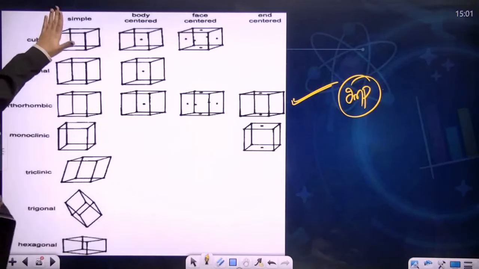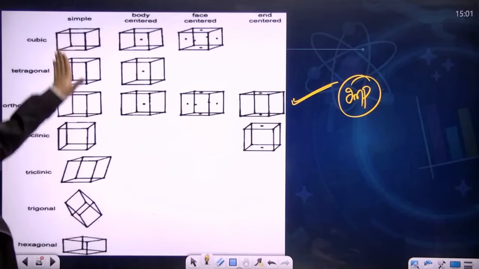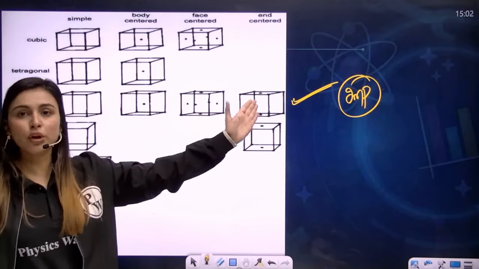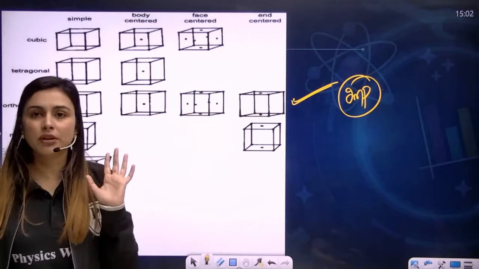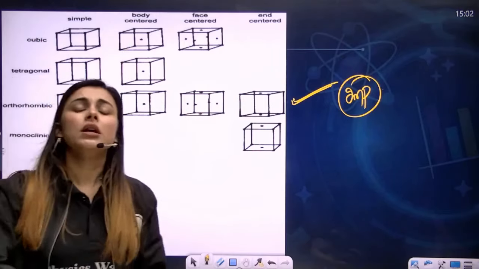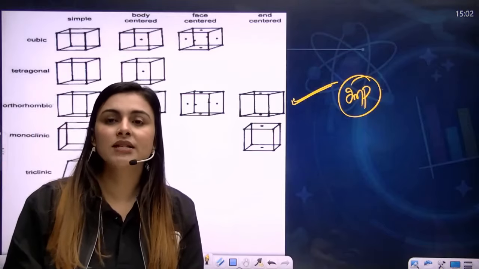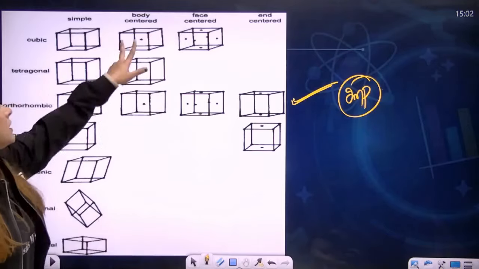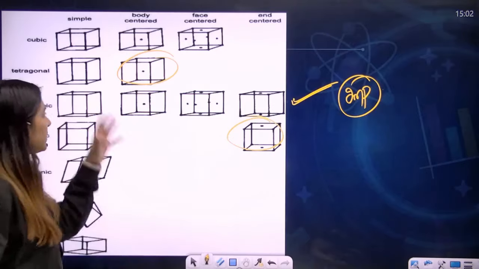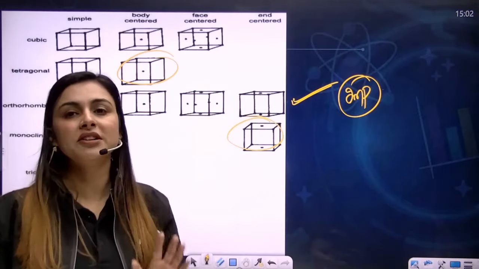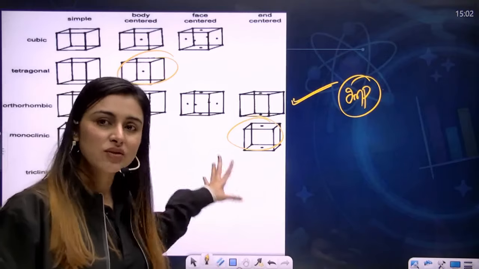Just remember that all the primitive is available in all. Orthorhombic has all the four. So you might have learnt these are 7, 8, 9, 10. Cubic crystal system, you'll study so much in this particular chapter that you'll remember that only these two more are available. So you just need to remember this and this. Rest all you know, rest all you have learnt. Just remember this.